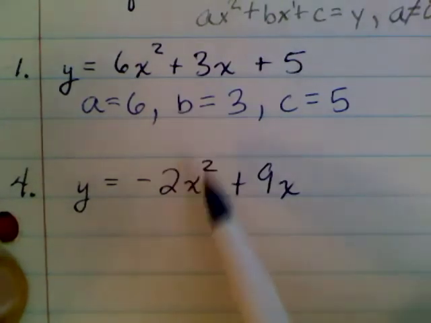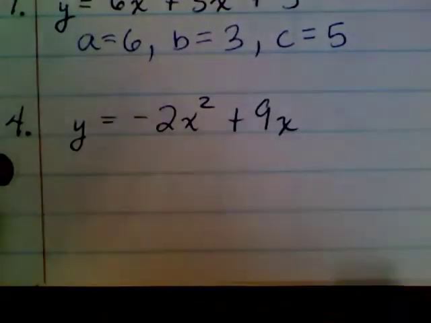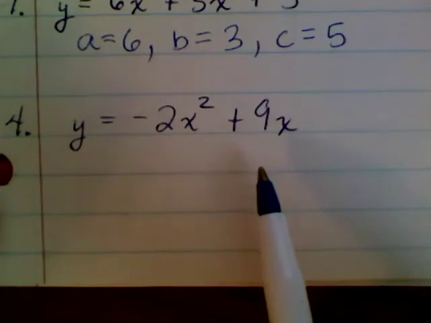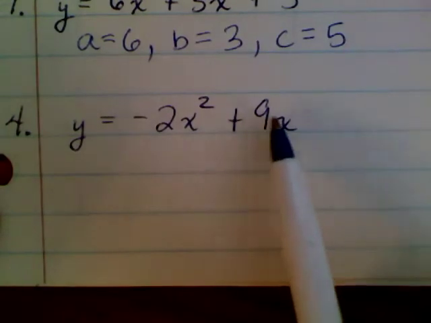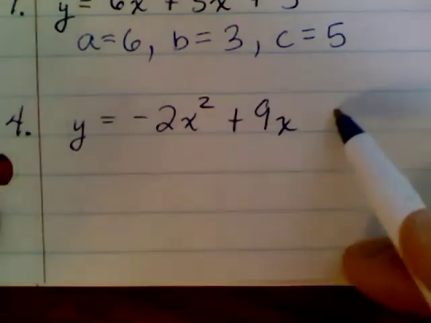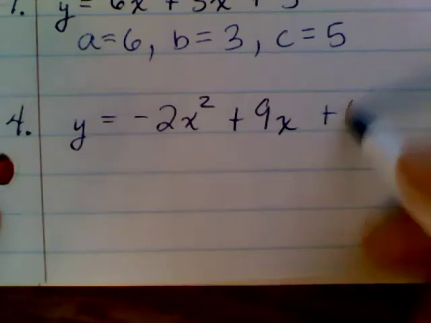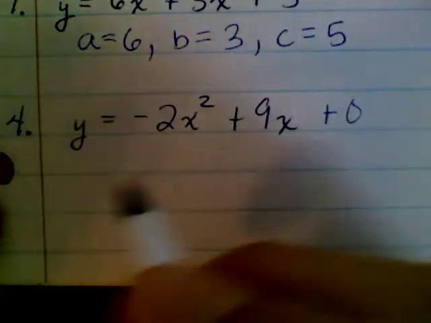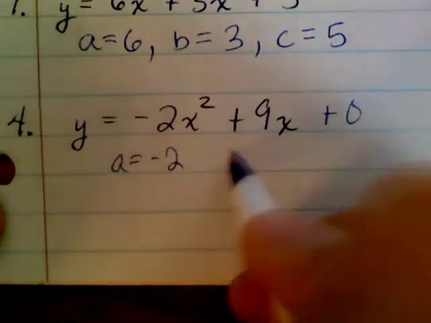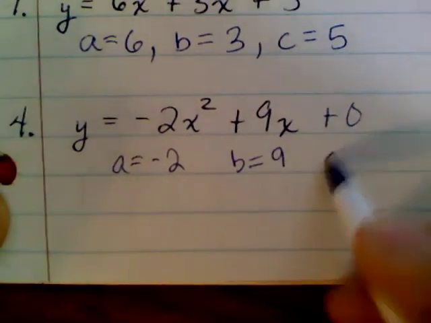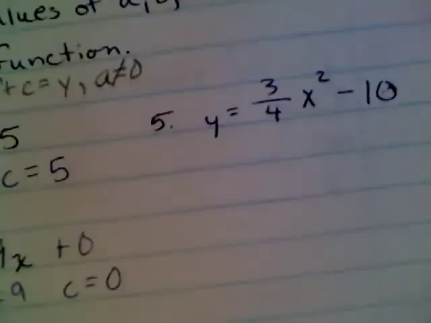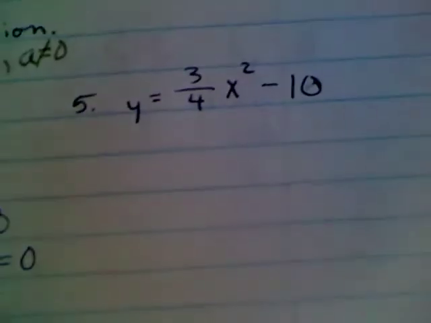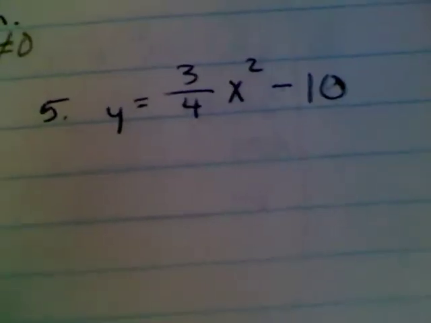And there aren't any terms missing. Number 4, we do have a minus sign, okay, and there is a term that's missing. Remember, all quadratics should look like ax squared plus bx plus c. So this should be the bx part, and c is just a number out here, 0. Okay, c is 0. So a equals -2, b equals 9, and c equals 0.